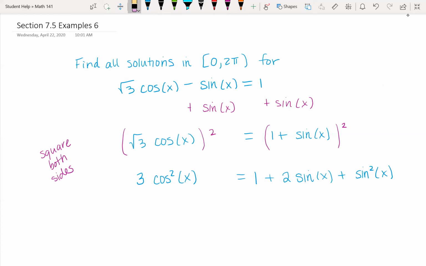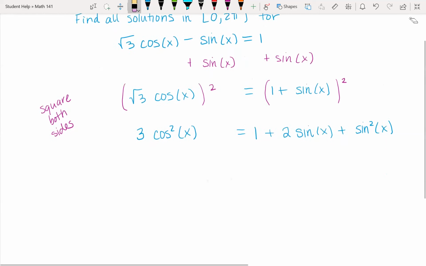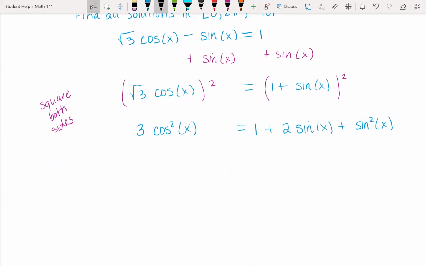All right. Well, now I've got two different trig functions. So I'll use a Pythagorean identity to change the cosine squared into sine. I want to get everything into sine. So we'll rewrite cosine squared x as 1 minus sine squared x. Right? That's a Pythagorean identity. And then we'll distribute that 3 to both terms.